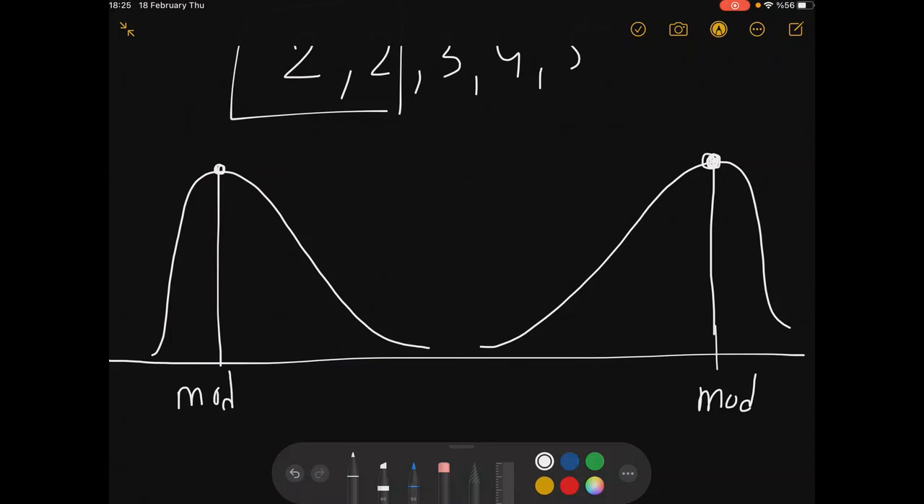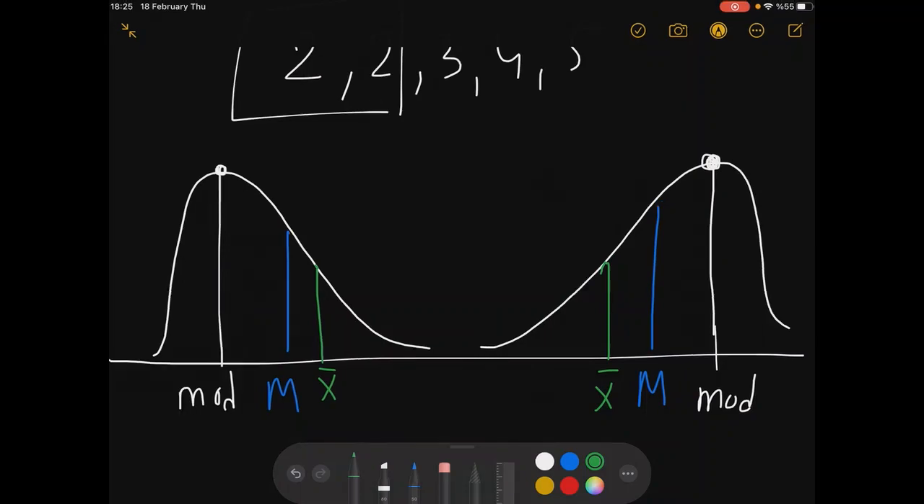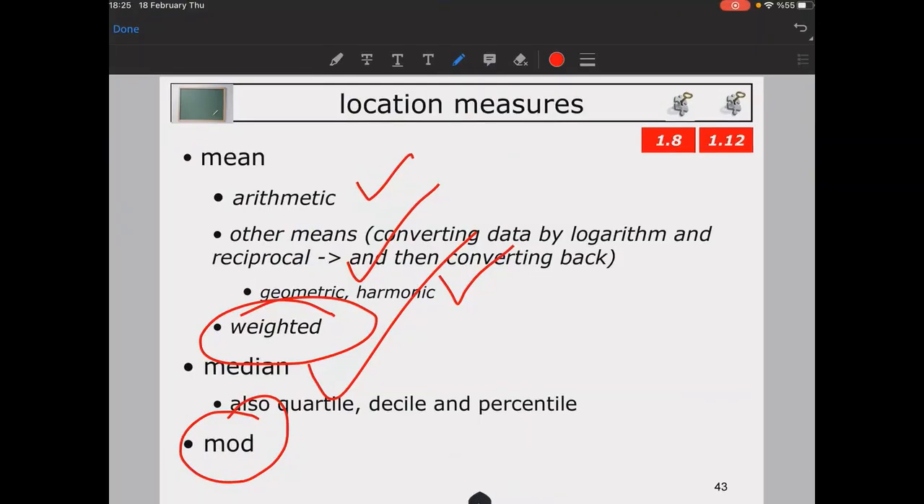And usually your median will be located right here, and your arithmetic average will be located around here. Usually the arithmetic mean, I'm sorry, should be located around here. Most of the time, they are located like this in this type of sample distributions. Okay, all right. So far, we have seen all the location measures here.